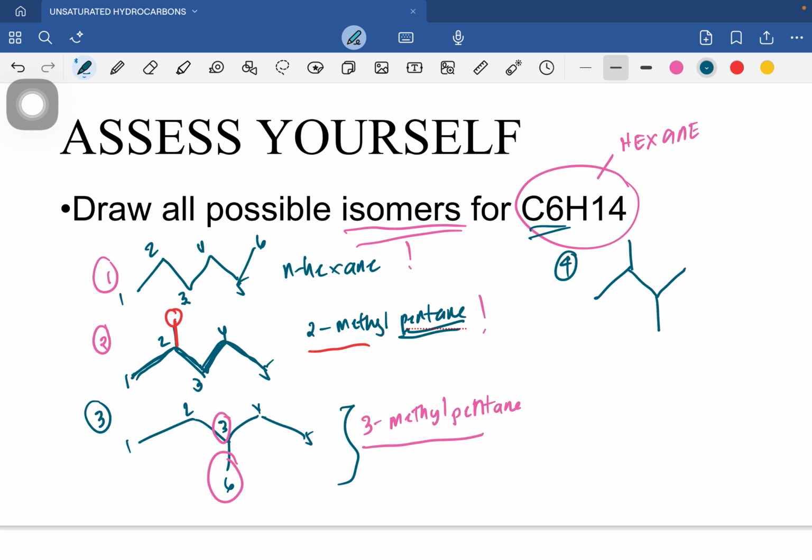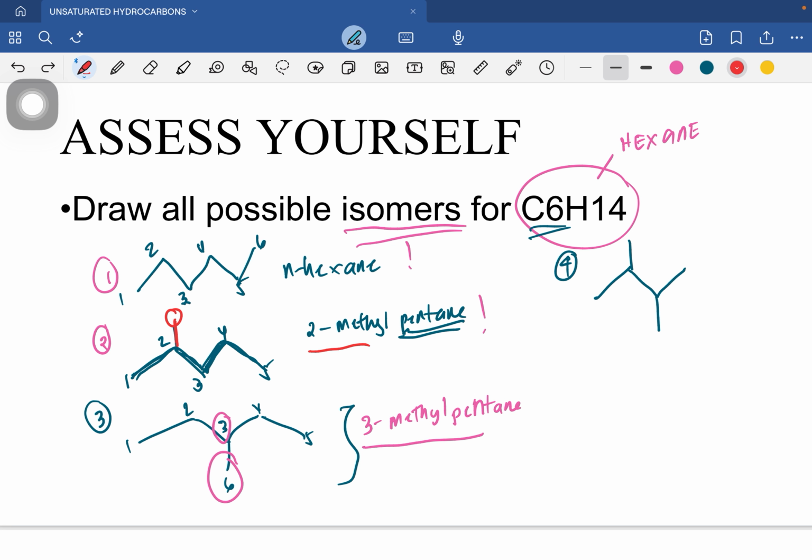Okay, wherein there's 2 attached methyl in your structure. So, bilangin natin kung ilang carbon yung meron dito sa atin. 1, 2, 3, 4, 5, 6. Okay, so technically there's still 6 carbons in our structure. So, yeah, pasok pa rin siya doon sa ating C6H14 na structure.